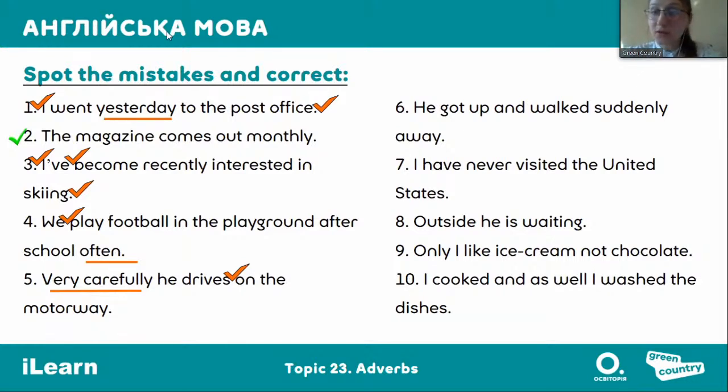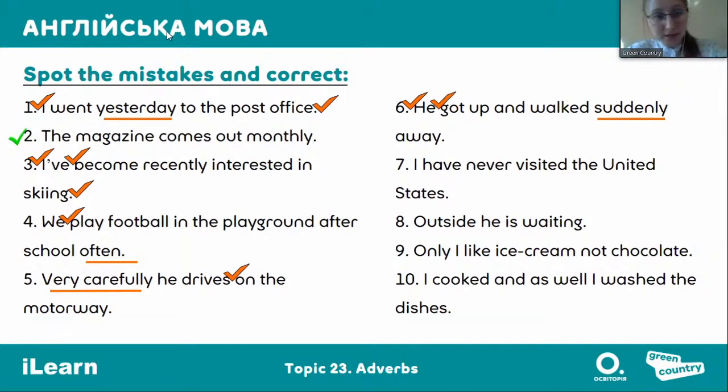He got up and walked suddenly away. That's right, manner. Правильно, manner спочатку, а потім place. Якщо немає go, come і leave. Number 6. He got up and walked suddenly away. Ви ніколи не помилитесь, якщо поставити suddenly куди? That's right, at the beginning. So it will never be a mistake. Yes, suddenly, comma, he got up and walked away.